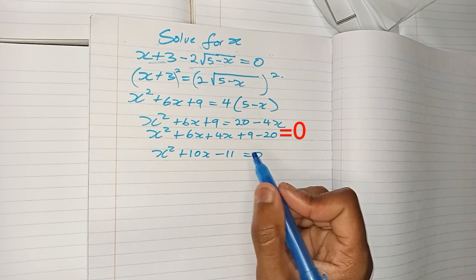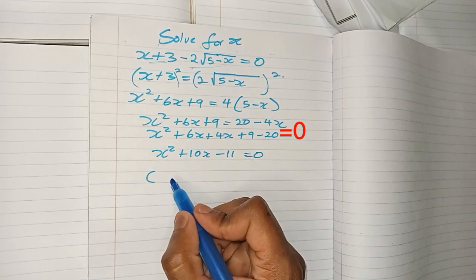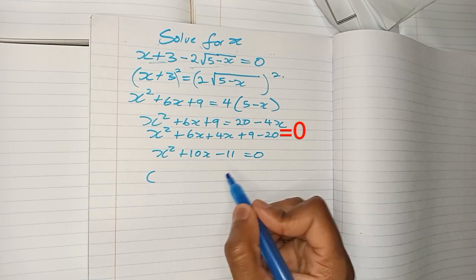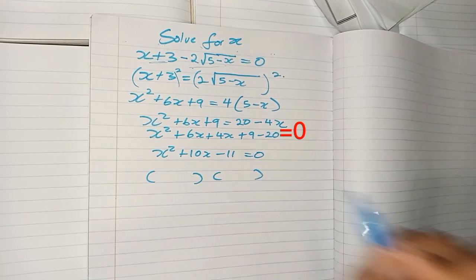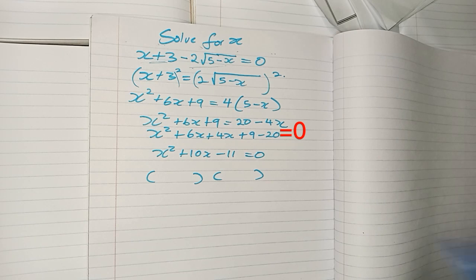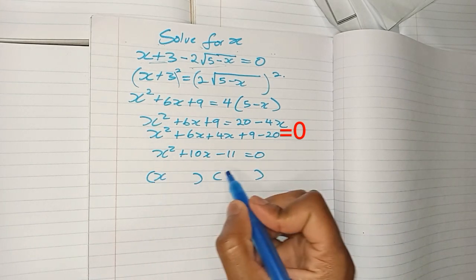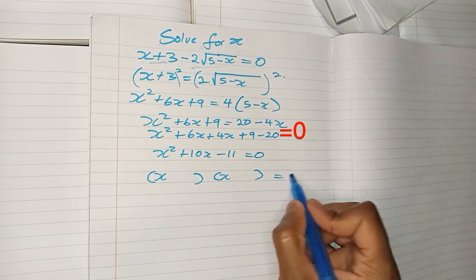Now we factorize. Did I do the right thing? Oh yeah, I did the right thing. I just hope you can still see, guys. It's going to be an x here and an x here equal to 0.